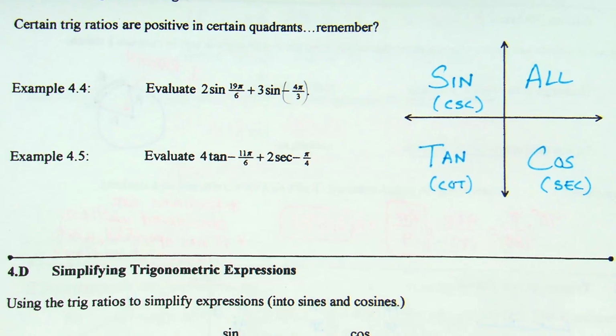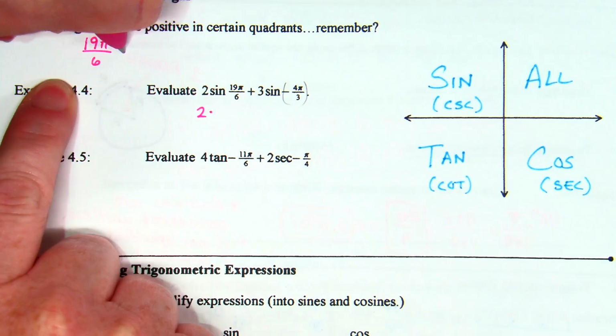So I'm going to put some work up here that you need to remember. This is just me finding, what's the word? Is it coterminal? Is that the vocabulary word we use when it's just another name for the same angle? So if I take 19 pi over 6, what am I doing? I'm subtracting off 2 pi. Then that puts me at 7 pi over 6.